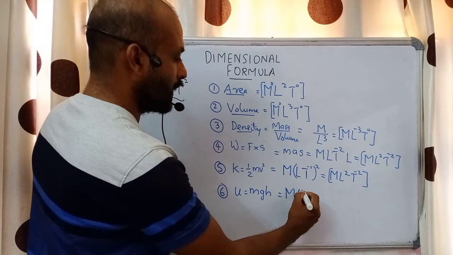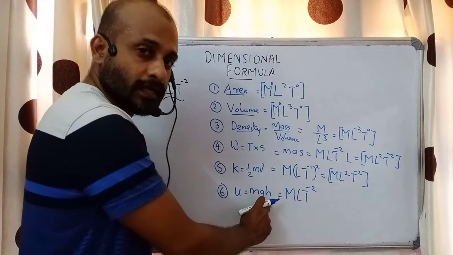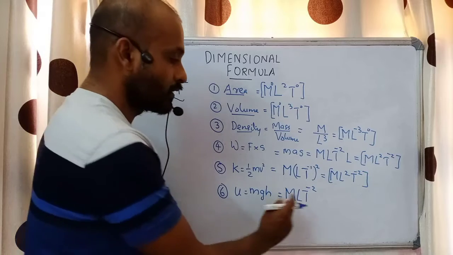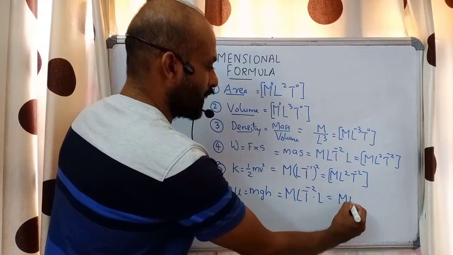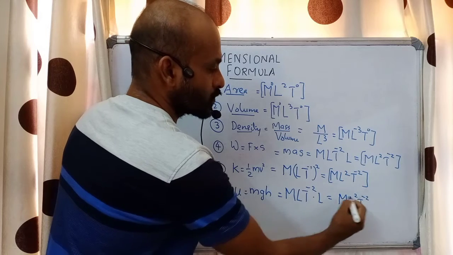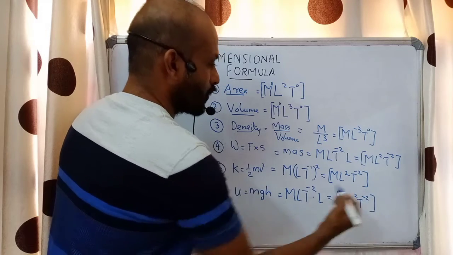So M L T raised to minus 2. h is a distance, a length or height. Dimension formula will be L. So when you multiply, what will you get? M L square T raised to minus 2. It's the dimension formula of potential energy.